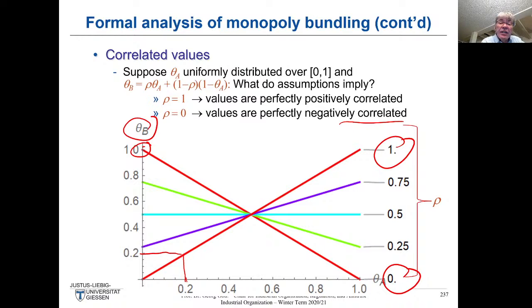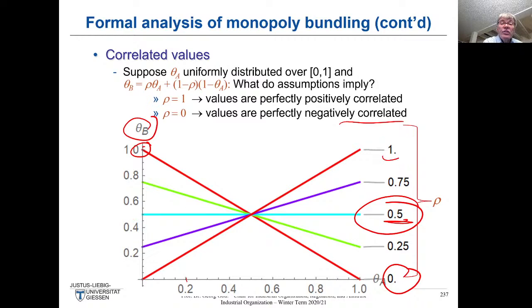What you see here is that this is really a rather specific or peculiar specification of this correlation, because if you assume that rho is equal to 0.5, you see that the willingness to pay for product B is always 0.5, and it's independent of theta A. And that will have consequences, because now you see when bundling makes sense. I have to erase that.